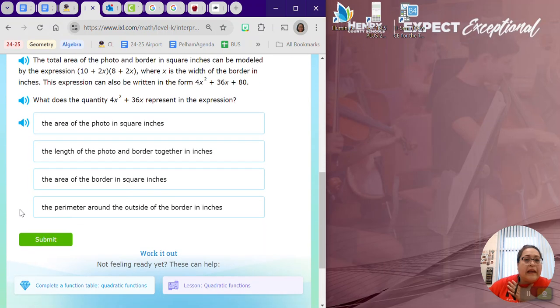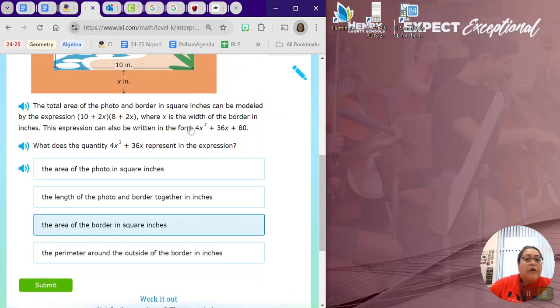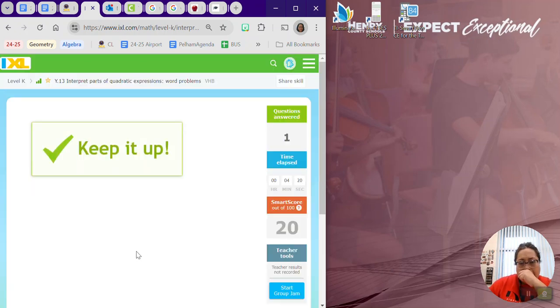So let's find that answer. The area of the border in square inches. That's it. This equation represents the area of both of them. 80 is the photo, so the rest of the two terms have to be the area of the border.